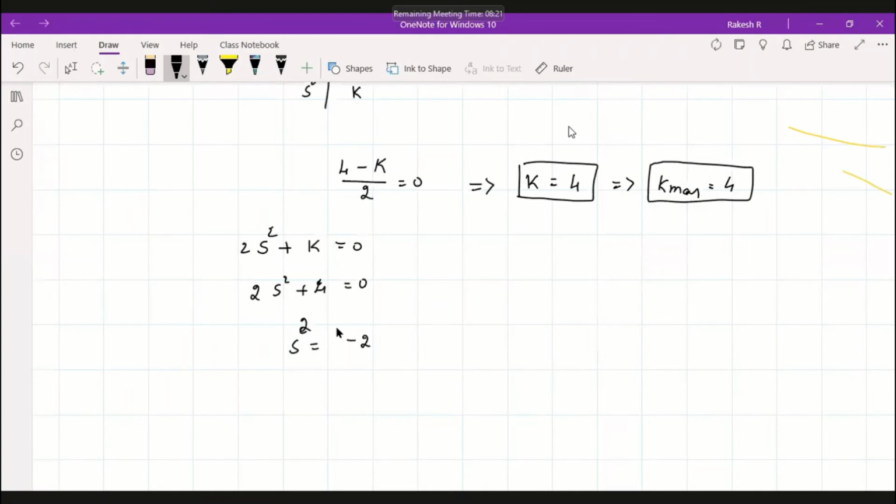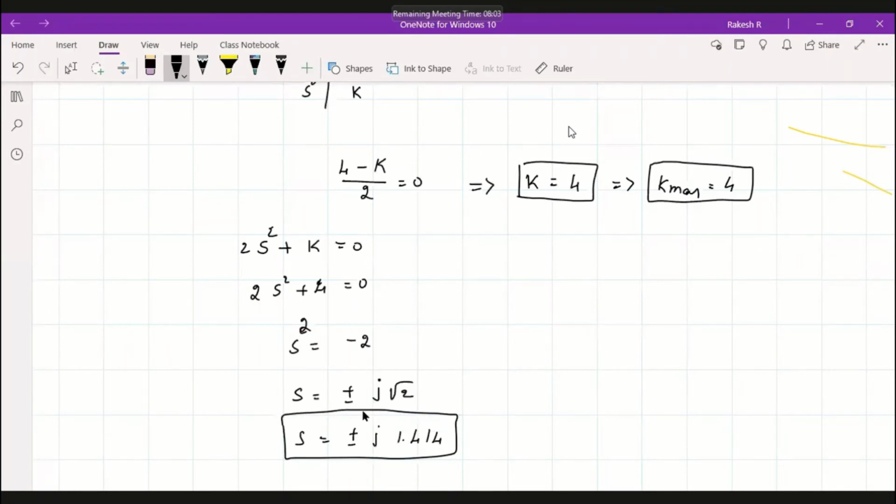Yeah, s square is equals to minus 2, so s is equals to plus or minus j into root 2. You can write this as plus or minus j into 1.414. This is the value of s here.